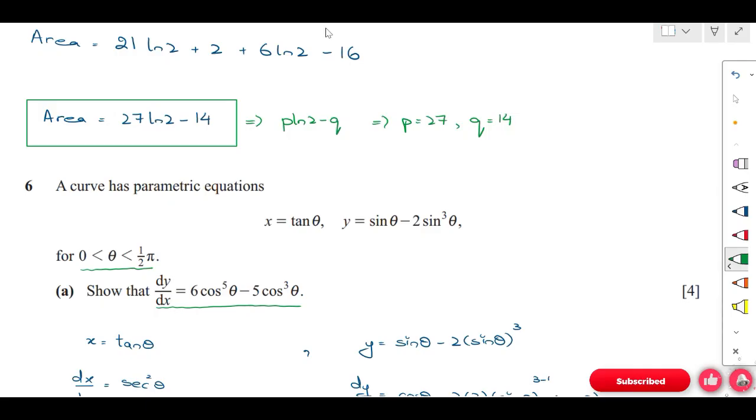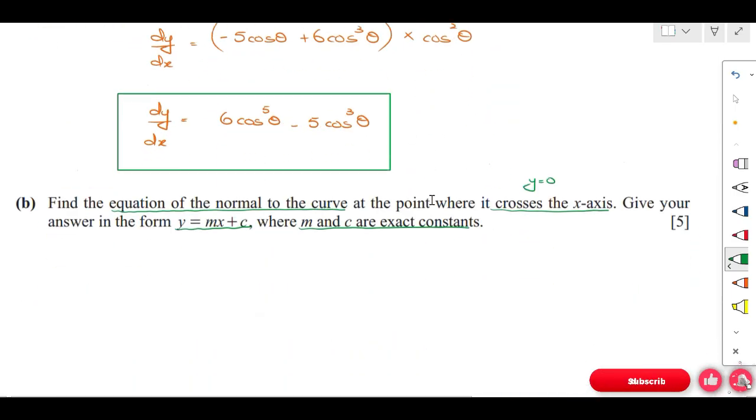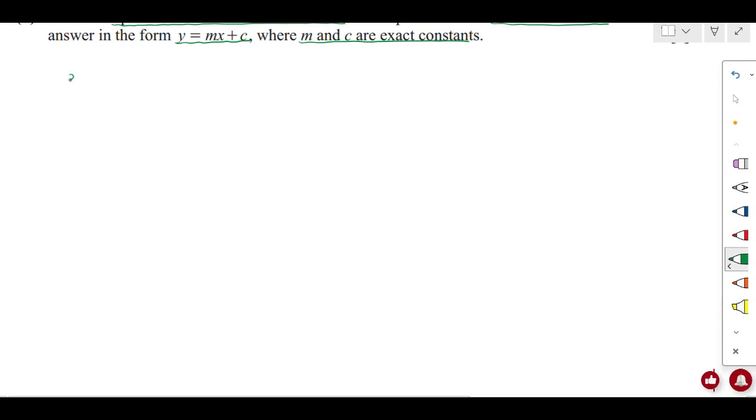Okay, so when you put y equals 0, from here you will get the theta value, and substitute that theta value over here, you will get the x. So x is tan theta and y is sine theta minus 2 sine cube theta. Let me write it down. x is equal to tan theta and y is equal to sine theta minus 2 sine cube theta.